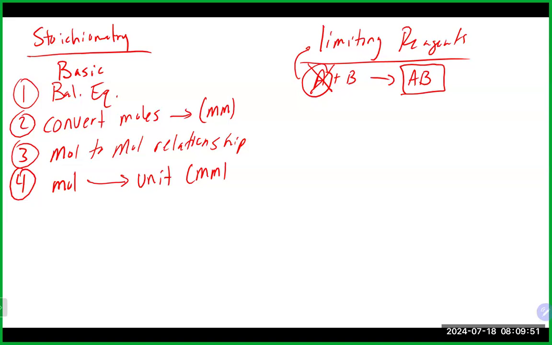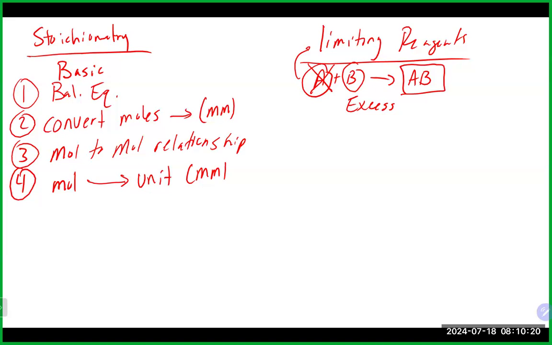Because it is a limiting reagent situation, we need to determine which one is the limiting reagent, because we need to use that amount to figure out how much product we would make. So it is the defining one that determines the product that's going to be made. Obviously, your excess reagent is the one that you have plenty of, and you typically have some of the excess reagent left over at the end of the reaction.